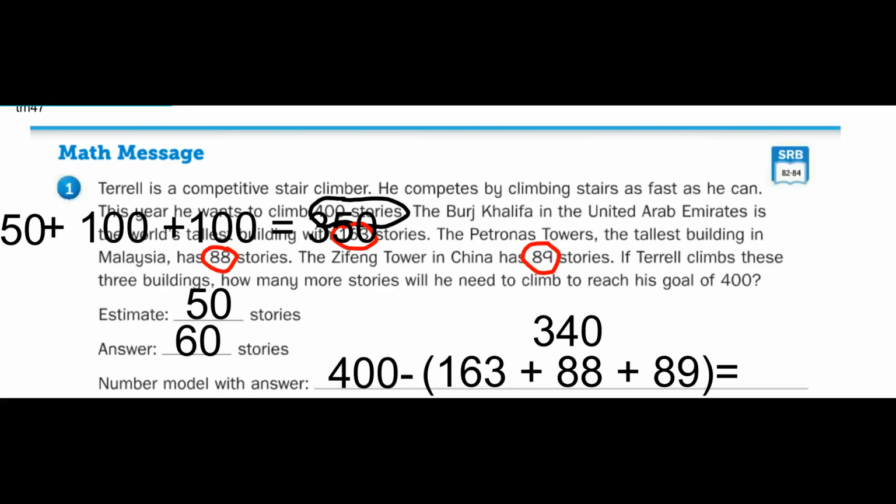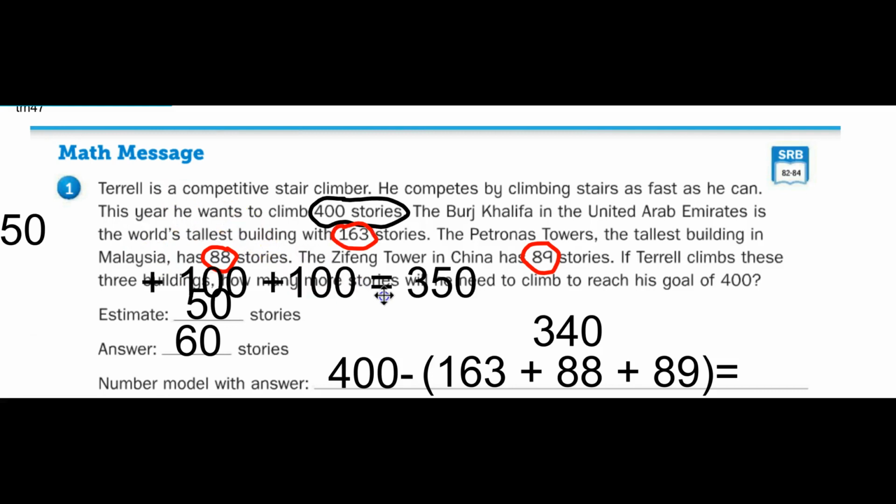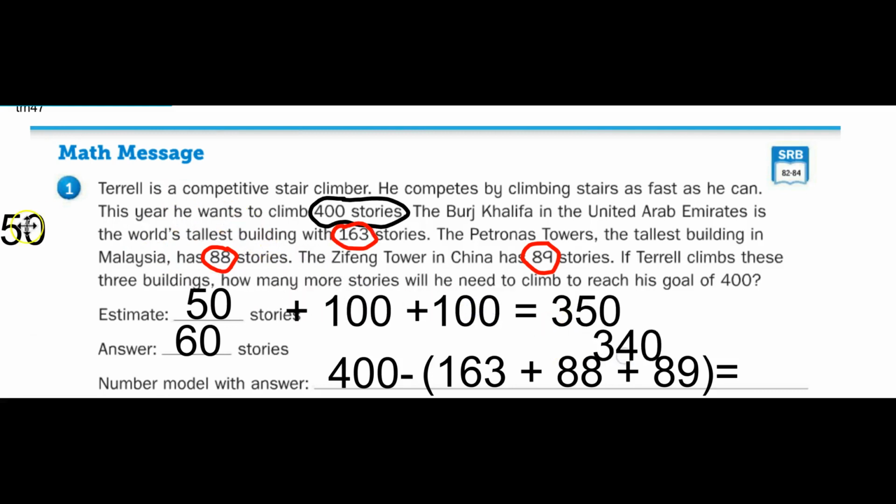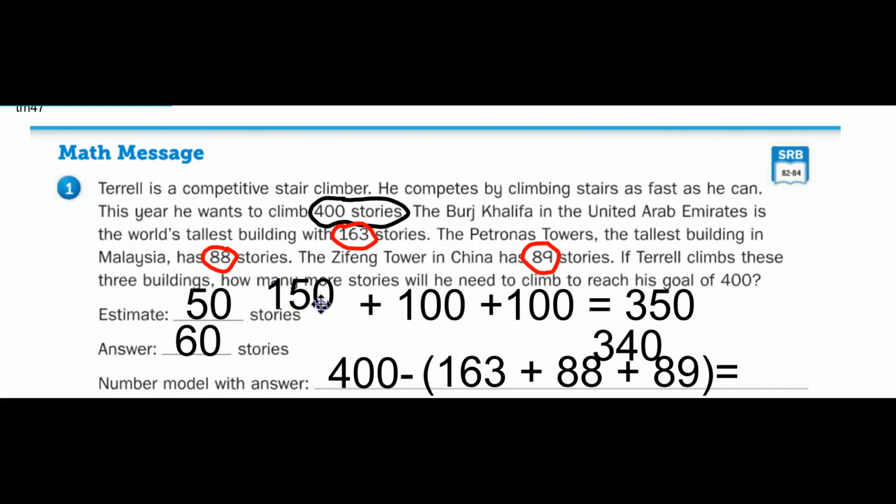How do you know? Well, when I estimated that he would have 50 stories to go, and I rounded my numbers to these close but easier numbers, and so I think that my estimate is reasonable. So if my answer is in the ballpark of my estimate, then I know I have a reasonable answer. 60 stories to go. See you in class tomorrow for more problem solving.